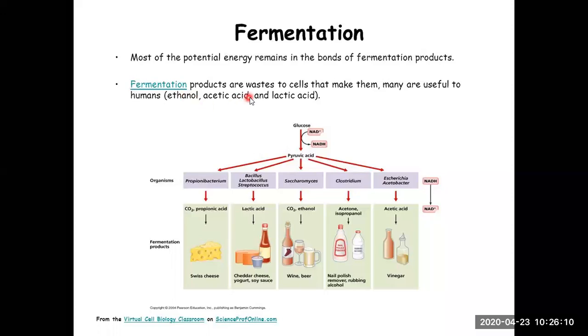Most of the potential energy remains in the bonds of fermentation products. In fermentation, products are waste to the cells that make them. Many are useful for humans, such as ethanol, acetic acid, and lactic acid. These reactions take place in our muscles, especially when lactic acid is produced in muscles when we are overdoing the exercise. Acetic acid and ethanol are produced in a type of fermentation by bacteria.